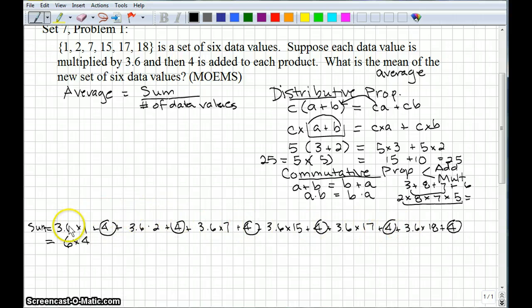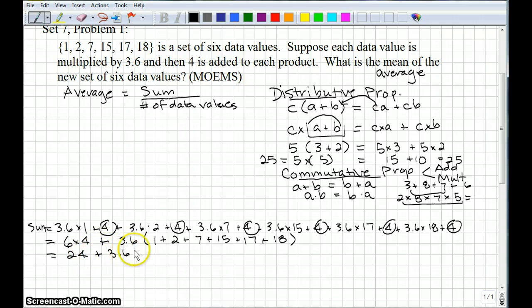And what I have left is 3.6 times 1, 3.6 times 2, 3.6 times 7, 3.6 times 15, and so on. And you can see that there's a factor of 3.6 in all of those things I have left. So I'm actually going to factor that out using the distributive property in the reverse way. And I'm going to write 3.6 times 1 plus 2 plus 7 plus 15 plus 17 plus 18. Okay? So we're getting there. It's looking a lot easier. We know that 6 times 4 is 24.